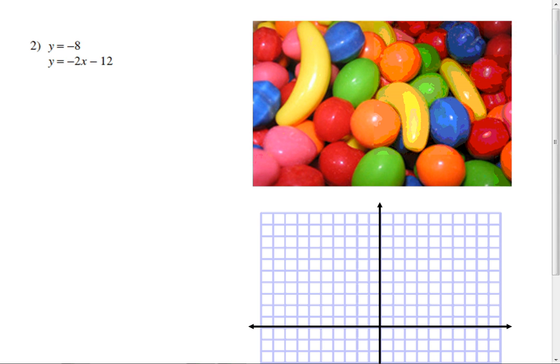Okay, Jake, what are we going to do with this? Focus up front. What am I going to do with this negative 8? Where am I going to put it? Right in there for y. So negative 8 equals negative 2x minus 12. Jake, you need to write that down.